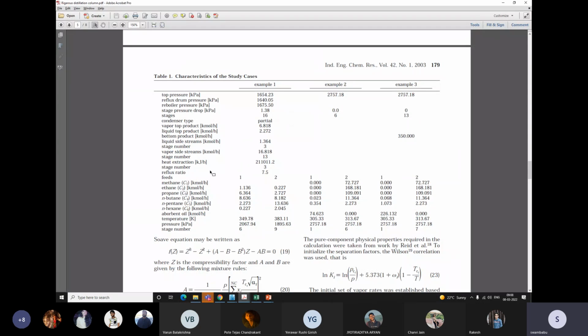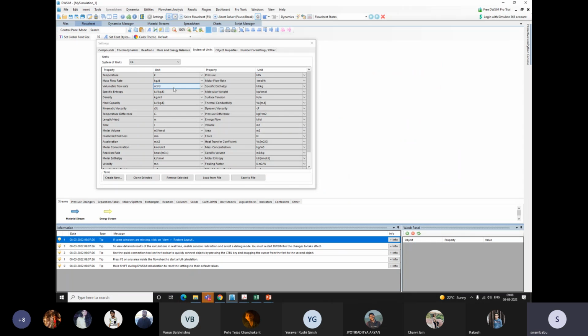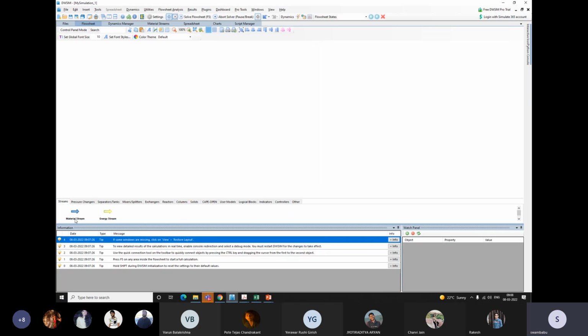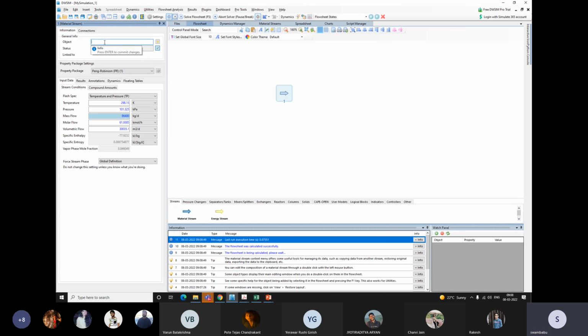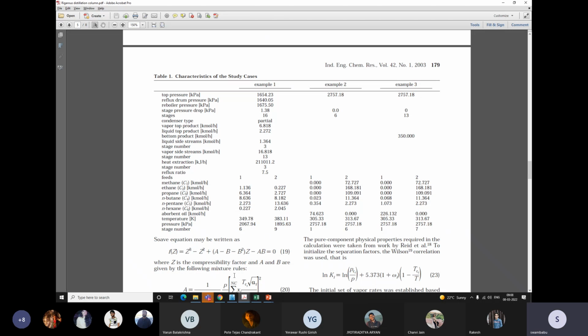Kilopascals, kelvin, and kilomole per hour. So I have selected C4 just for convenience's sake. So this is the feed stream going inside. Now I want to see what temperature the feed stream is at.